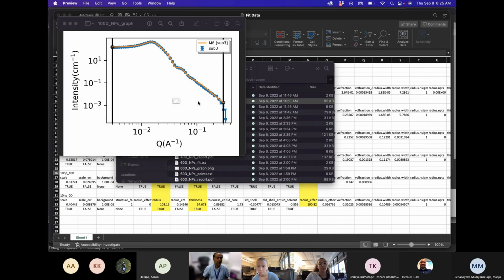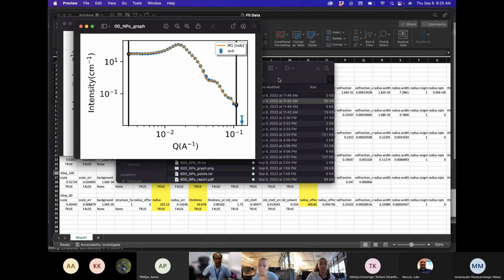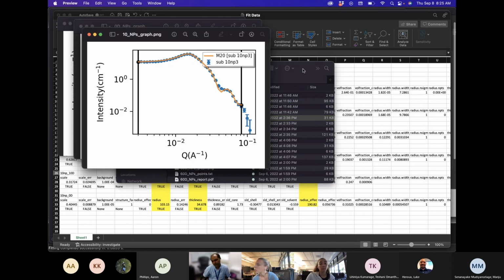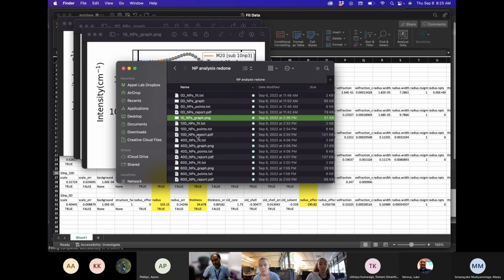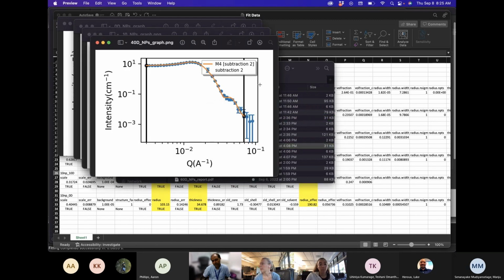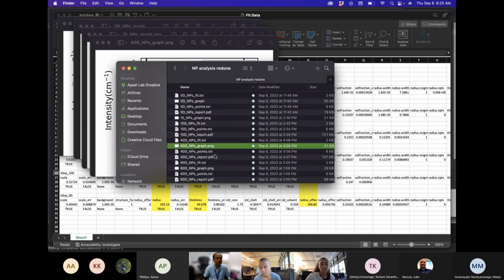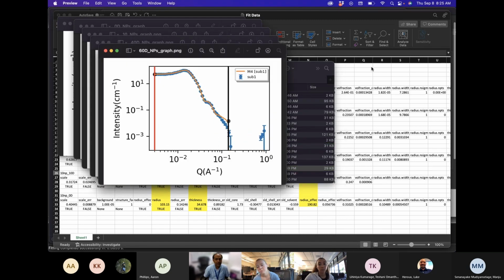I've forgotten. But once the fits are good, the fits close to the contrast match point are a little bit worse, but they're not terrible. But we need to think about why the radius would be that different if they are the same particles. Why is the radius different?